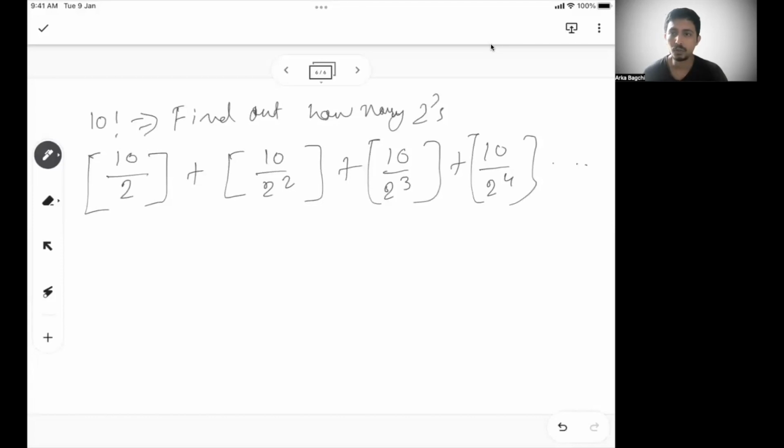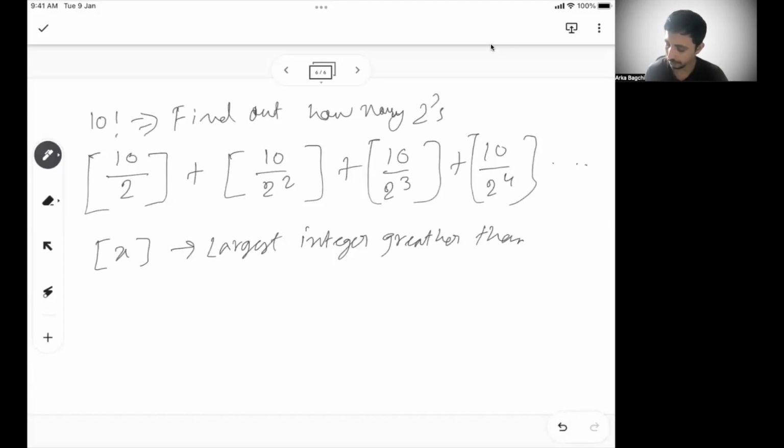The box of X means the largest integer not greater than X. A very, very important understanding. A box of X means the largest integer lesser than X.